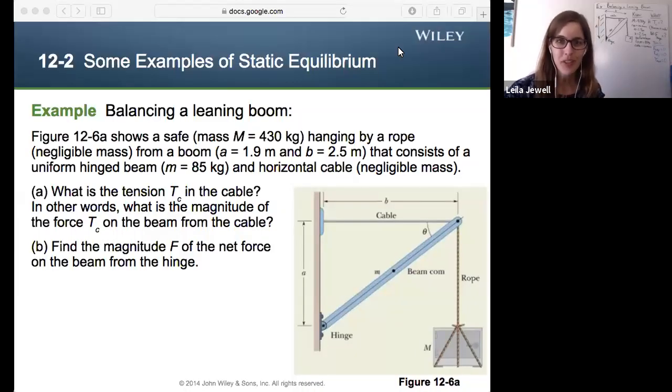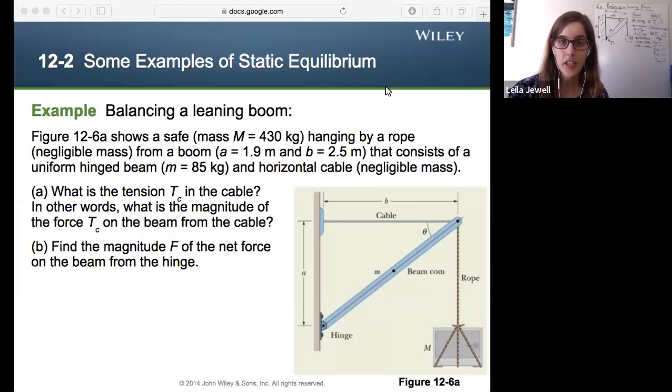Another example from chapter 12.2, some examples of static equilibrium: balancing a leaning boom. The figure shows a safe of mass 430 kilograms hanging by a rope of negligible mass from a boom. Dimensions: A is 1.9 meters, B is 2.5 meters. The boom consists of a uniform hinged beam, M equals 85 kilograms, and a horizontal cable of negligible mass.